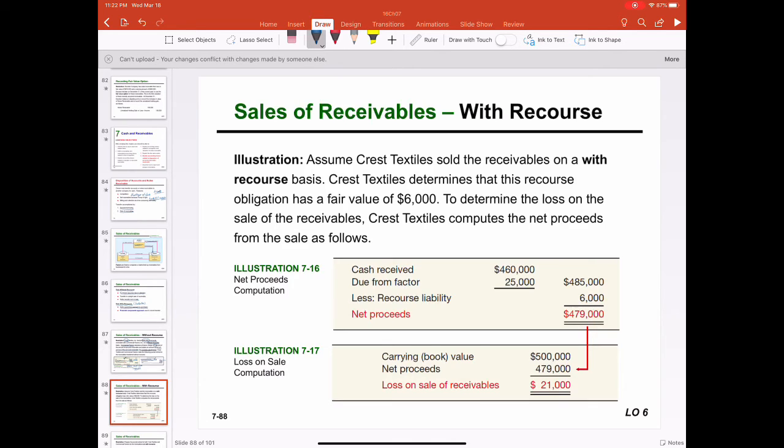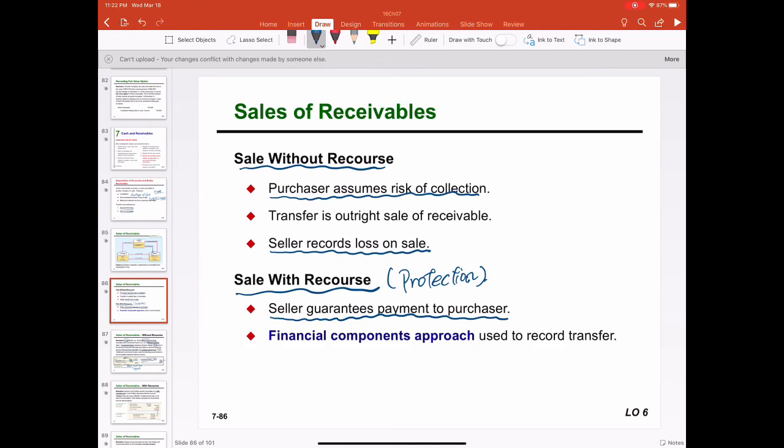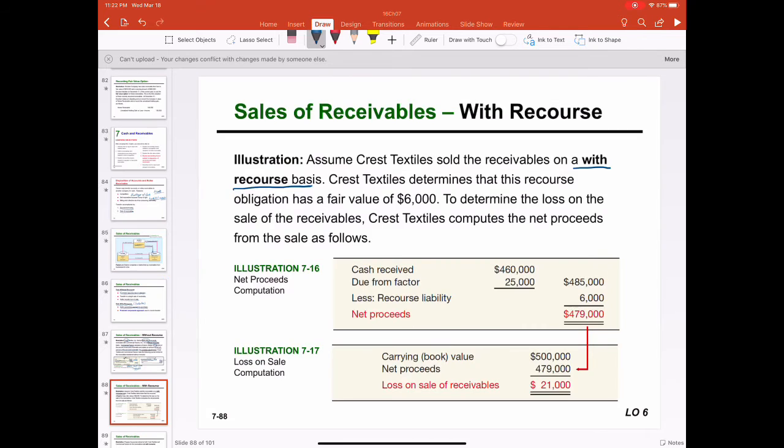Now is recourse. Okay, so recourse, let's go back to the PowerPoint. Recourse is the seller guaranteeing payment to the purchaser. So this is kind of insurance, right? Insurance for the purchaser. In this case, if the value of the recourse is $6,000, that's actually an extra loss for the seller. In the prior example, the charge by the commercial factor is $15,000, which is 3% multiplied by $500,000.